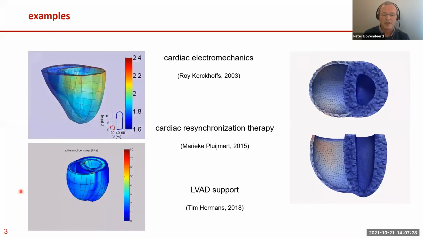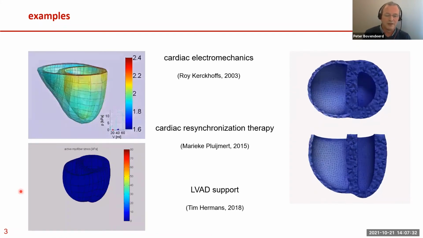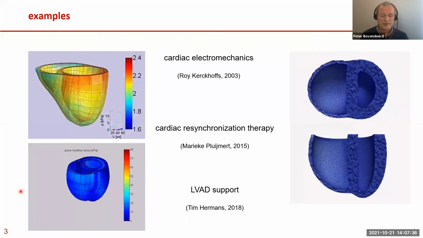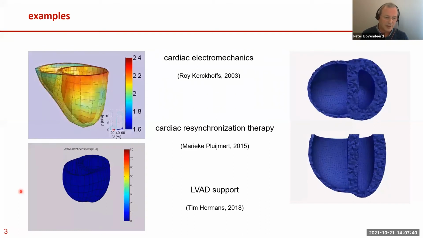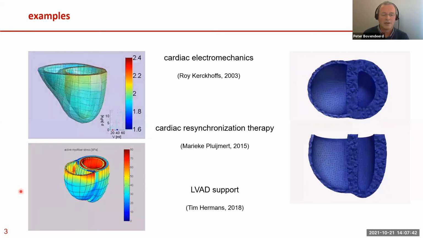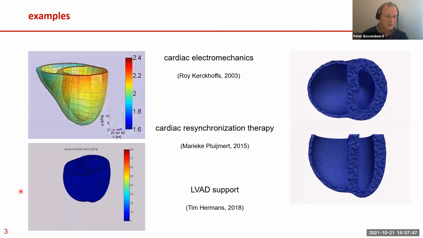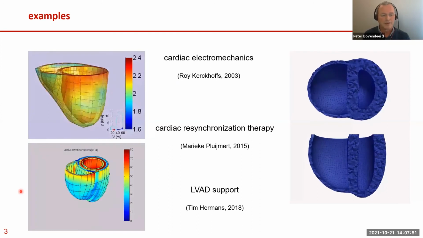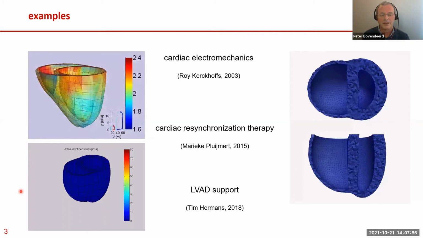And then on the right, you see models developed by Tim Hermans as a master's student a few years ago. And he studied the effect of a left ventricular assist device when it's implanted in the left ventricle. He studied how this device affects pressure and volume, but more importantly, how it affects stress and strain in the cardiac walls in the right ventricle and in the left ventricle.